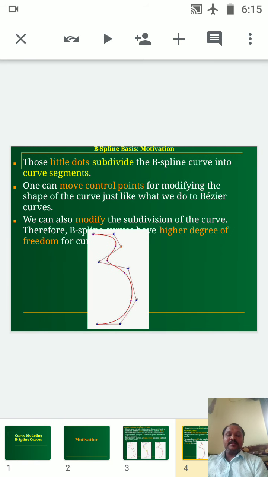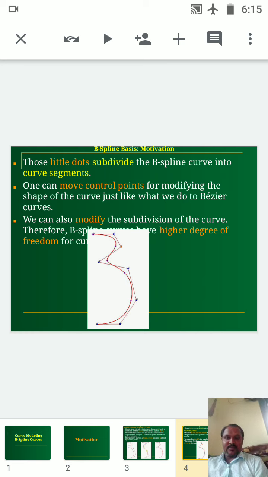In the B-spline curve, those little dots subdivide the B-spline curve into curve segments. So we can call them curve segments. Whenever you are dividing, if the curve is very critical or very lengthy, then what we can do is subdivide the entire domain. That will give you small curve segments. We can move the control points for modifying the shape of the curve, just like what we do in the Bezier curve also.